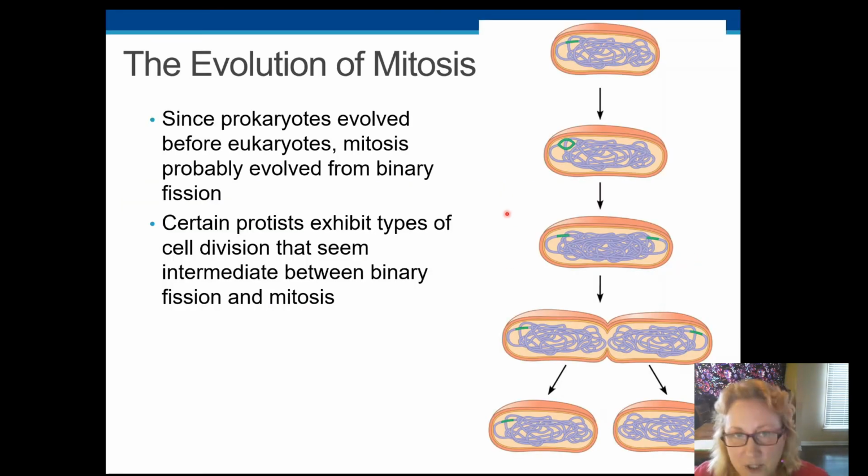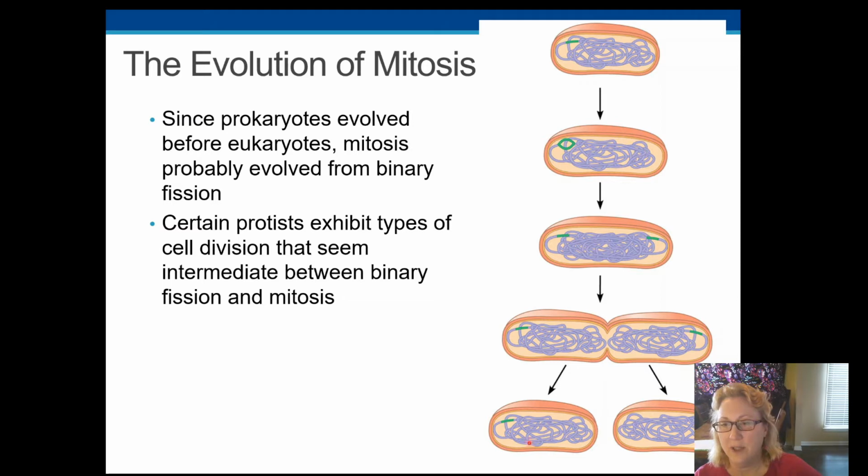How did mitosis evolve? Prokaryotes, which were the only life forms for 2 billion years, and they're still around, so we can study how they divide. They have a very simple type of cell division that we don't call mitosis, we call it binary fission. They have a single chromosome which replicates, and then the two chromosomes are pulled to different ends of the cell, and then the cell divides.